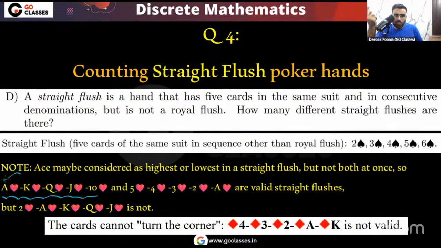Here we have all the five cards in the same suit. The suit is heart. All the five cards in the same suit, and you can notice that these denominations are consecutive. Actually this is not a straight flush because this is a royal flush. Look at this.